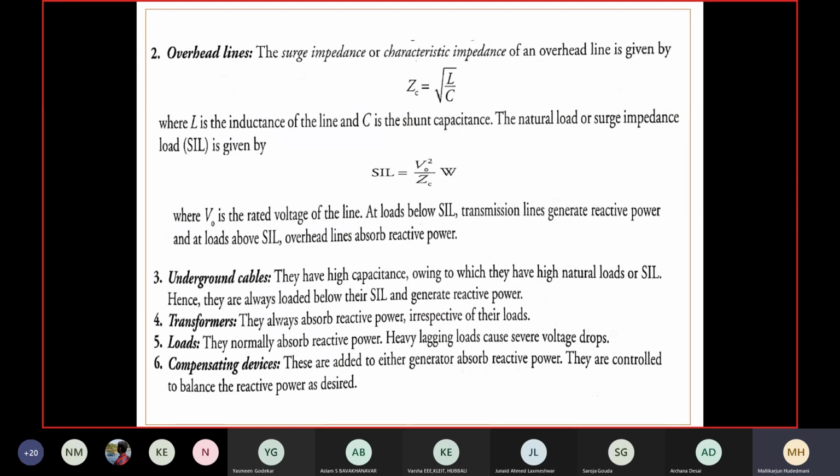So loads, depending upon the type, keep absorbing if they are inductive, and heavy inductive loads or heavy loads definitely cause major drops in voltage. Then the compensating devices: a compensating device makes use of power electronics, capacitors, inductors and associated networks, mainly meant to maintain the reactive power balance. As we were seeing, the very first element of generation and absorption of reactive power in the system is the synchronous generator. The very next is compensating devices.